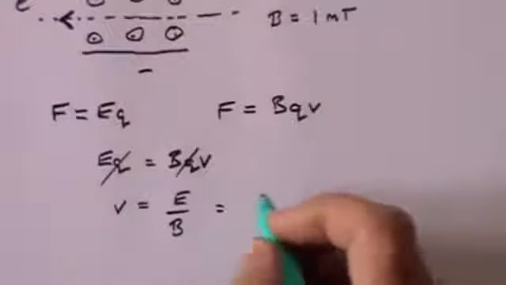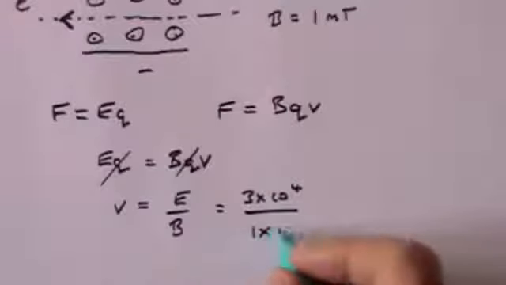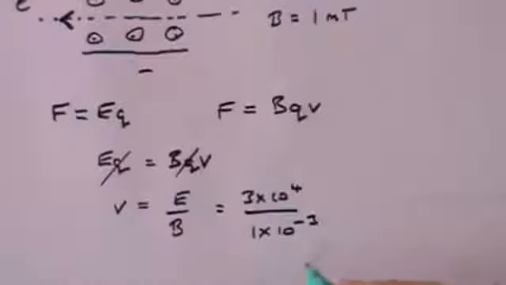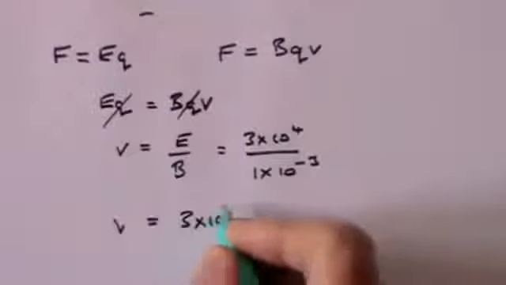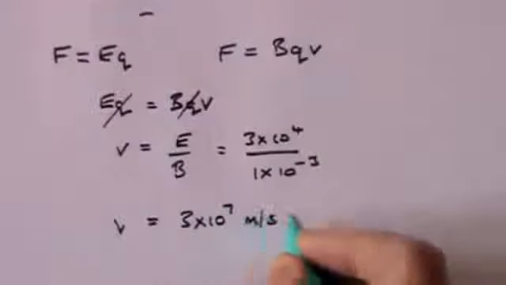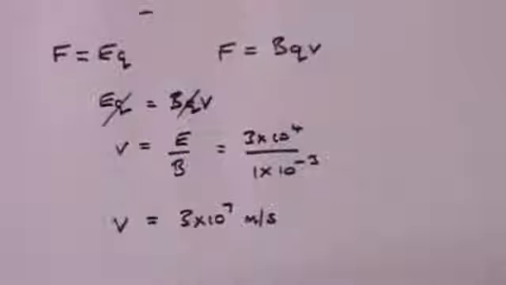Well, E was 3 times 10 to the 4. B was 1 times 10 to the minus 3 because it was 1 millitesla, and that gives you a velocity equal to 3 times 10 to the 7 meters per second. So that's a way of determining the velocity of electrons in a velocity selector.